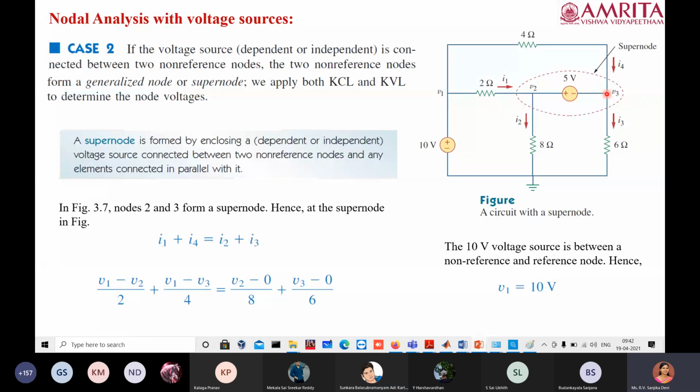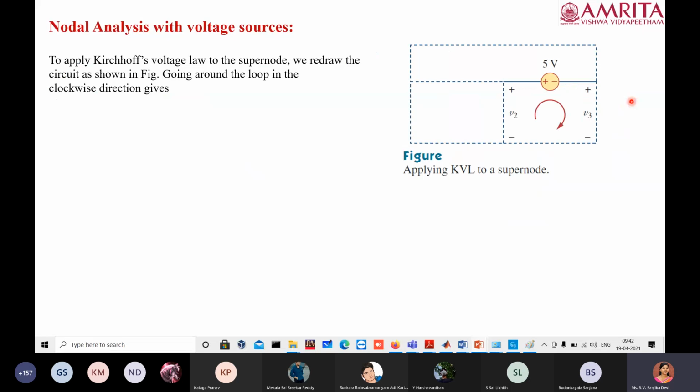Okay, so this is the first equation. Now we will see how to apply KVL at this supernode. For that, we will redraw the circuit alone with the supernode, and we have to apply KVL across this particular loop.